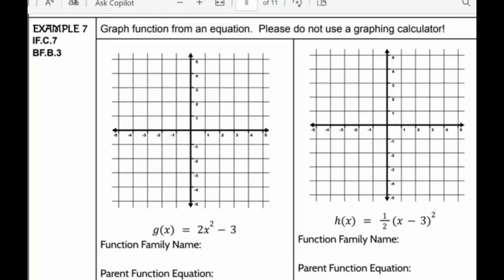We're going to take a look at these two different functions, and I'm going to graph them. The trick here is that we're going to do it without using a graphing calculator, that we use the transformation rules to do it. So let's jump into this guy.